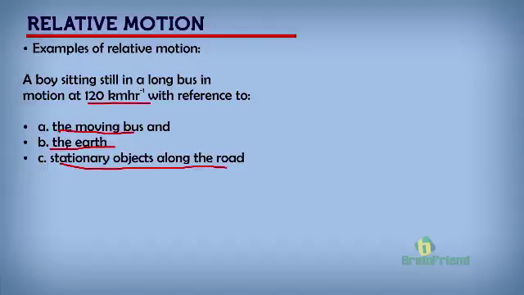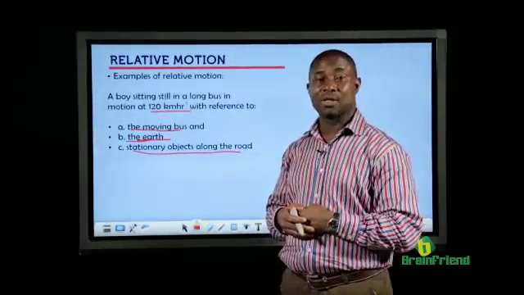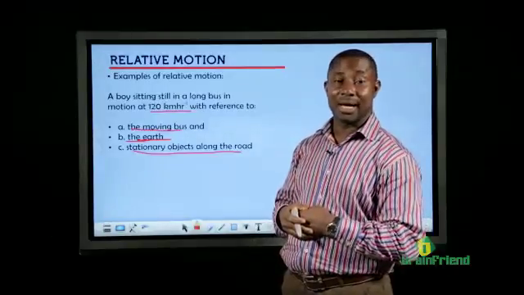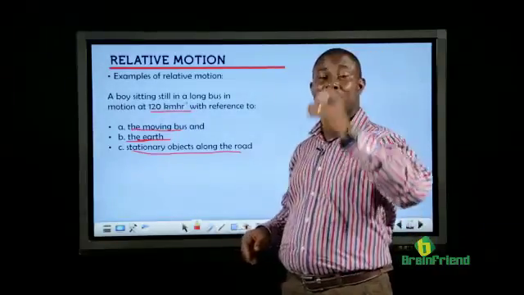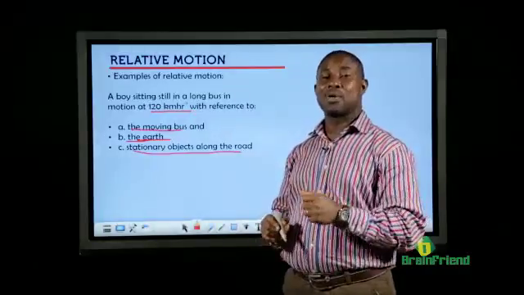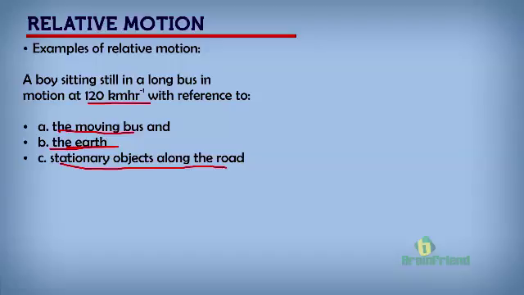With respect to the earth, the boy is moving at the same speed as the bus. So if the bus is moving at 120 kilometers per hour, the boy sitting in the bus is also moving at 120 kilometers per hour. That is why we are always advised in driving our car to put on seat belts. Why? If there is a crash, whoever is inside the car will also move. There will be a reaction. That person will move out of the car at the same speed at which the car is moving at that time. Why? Because the car is moving with respect or relative to the earth.